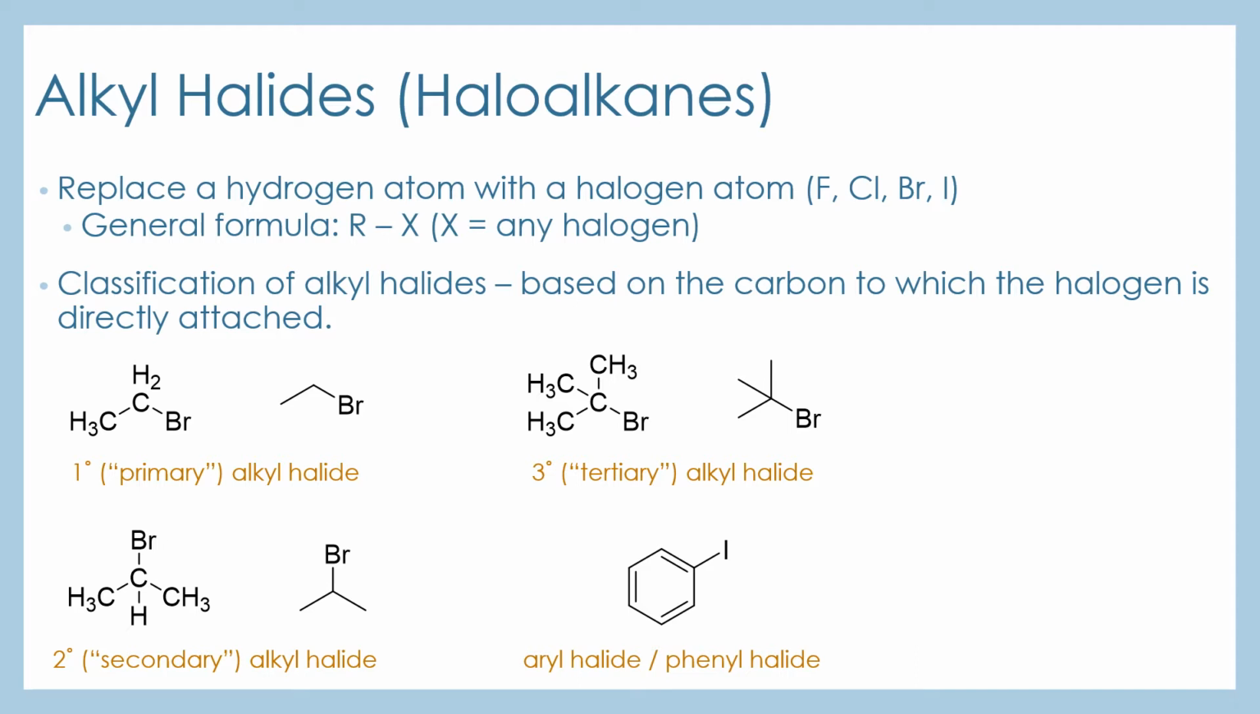We can also have aromatic alkyl halides. We're not going to use primary, secondary, tertiary when we talk about these. So this is an aryl or phenyl halide. In this case, you have iodine directly attached to a carbon atom on the benzene. You can also have a halogen directly attached to an alkene. This is called an alkenyl or vinyl halide.